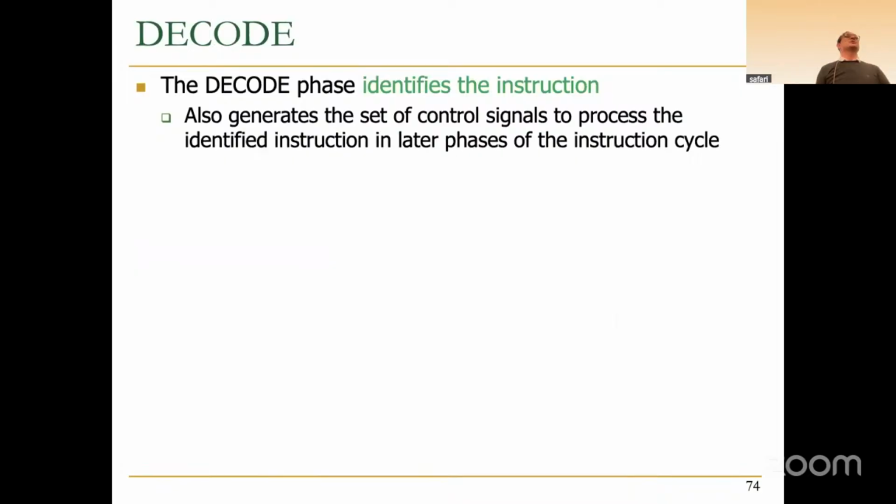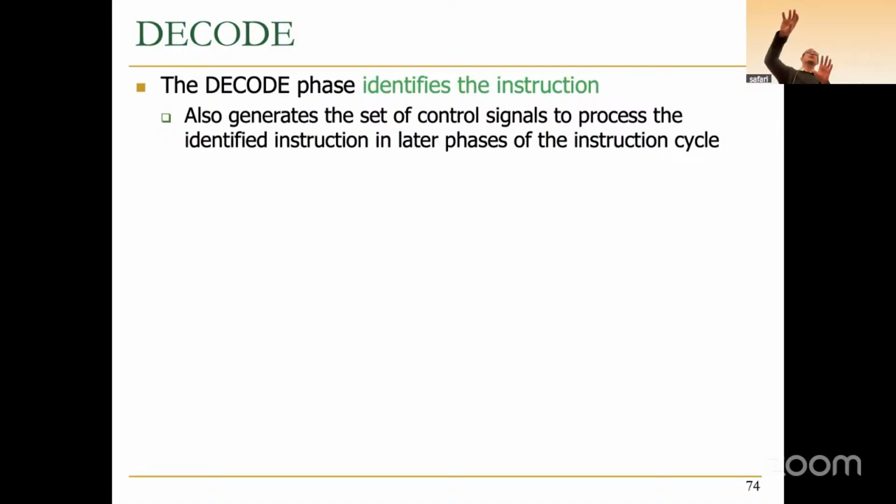Let's talk about decode. Now you fetched the instruction. The contents are in the instruction register. The decode phase does what decode means. We decode the instruction, identify what the instruction is, and what we should do afterwards, right? It generates a set of control signals to process the identified instruction in later phases of the instruction cycle. Basically, it determines your next states in the finite state machine.